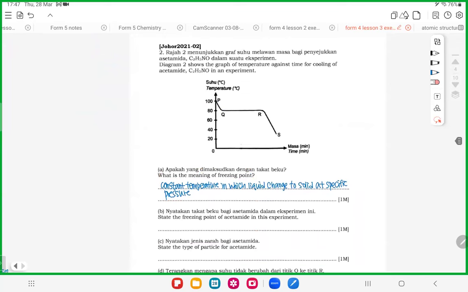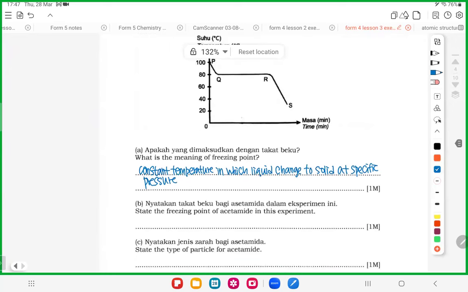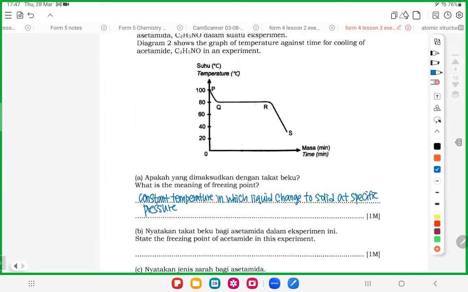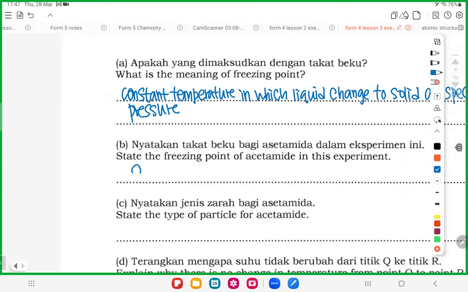Okay? So next one, what is the freezing point for acetamide in this experiment? We know freezing always happens on the horizontal line. This horizontal line, the temperature is 80. So 80, don't forget you need to put the unit degree Celsius. What is the particle for acetamide? Again, particle always comes with three things only: atoms, molecule, or ion.